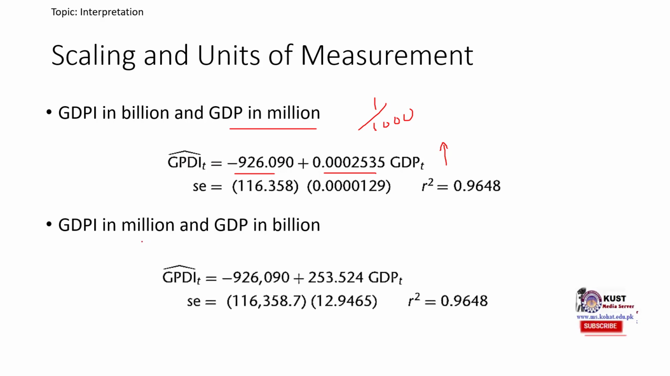And you have probably guessed it, if our GDPI is in millions and GDP is in billions, then the interpretation would be that if the GDP increases by 1 billion, the GDPI would increase by 253 million. Remember, initially we had 0.25 billion; 253 million is equal to 0.253 billions, right? So just the interpretation would change.